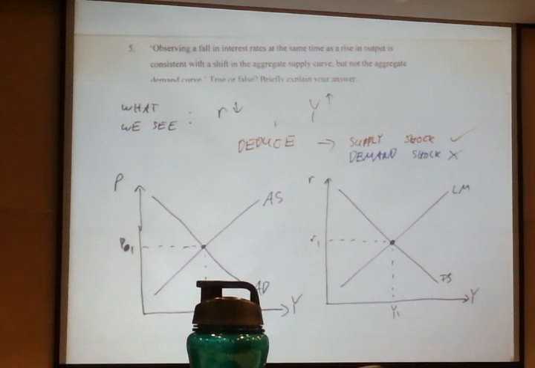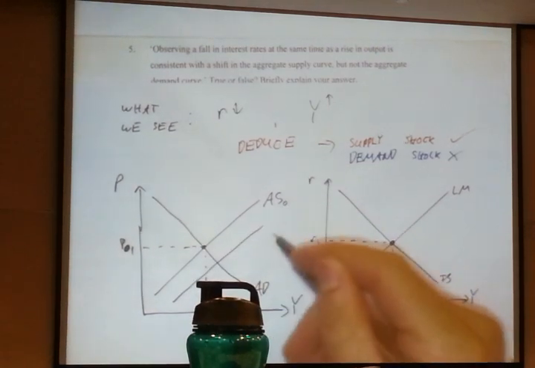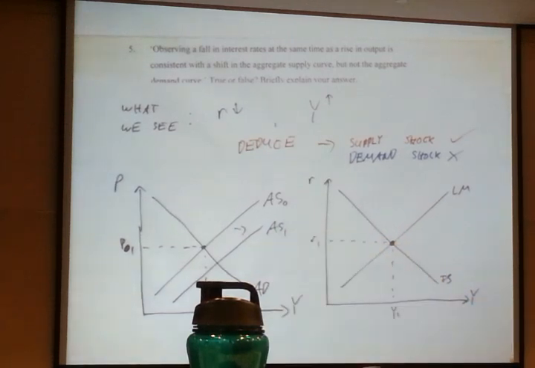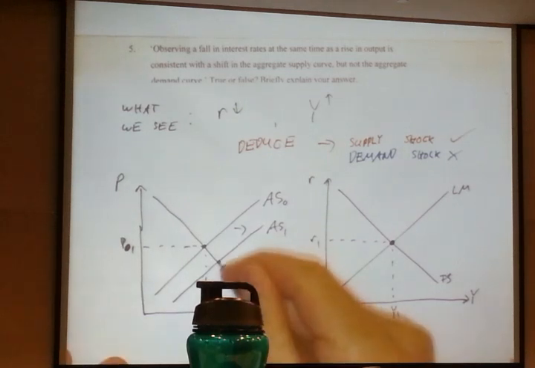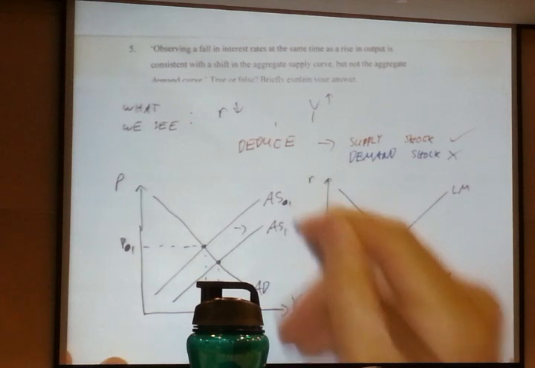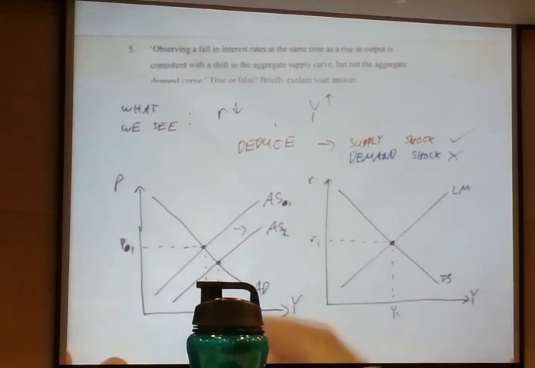So what type of aggregate supply shock, positive or negative, must we need? If output goes up, we need a positive one. So we have to start by saying something like aggregate supply shifts to the right. What would be the effect? Well, output rises. I guess I should say AS1 to AS2. Output rises, prices fall. So we're consistent with output rising. Then the question is, can this be consistent with interest rates falling?